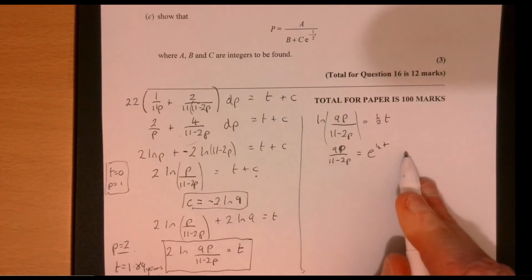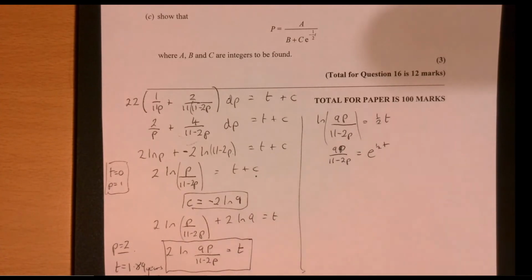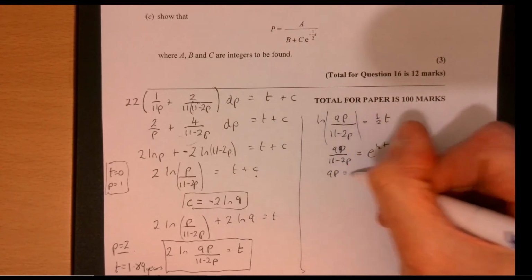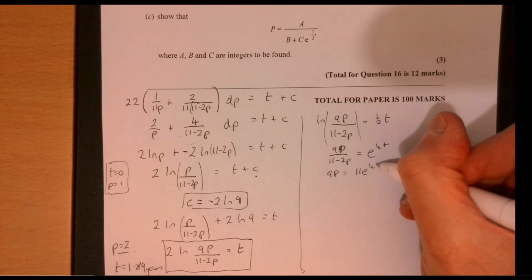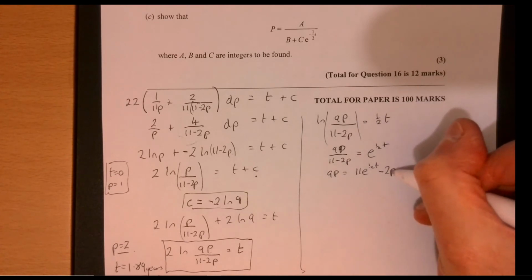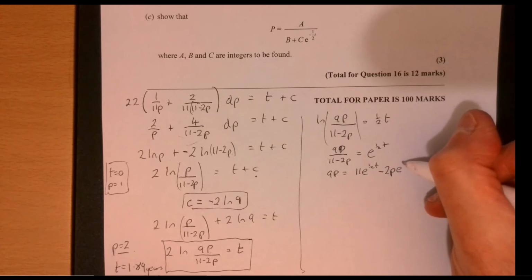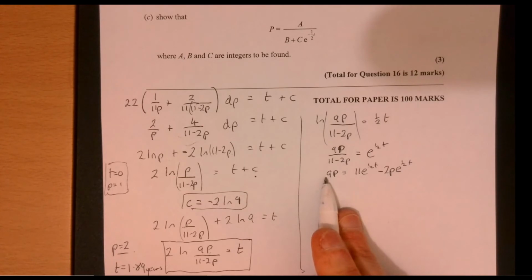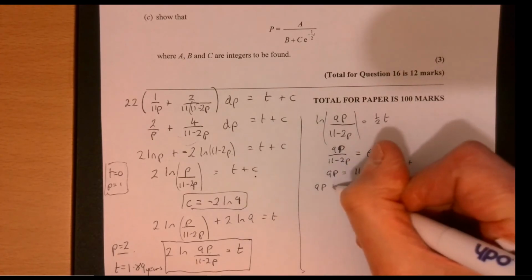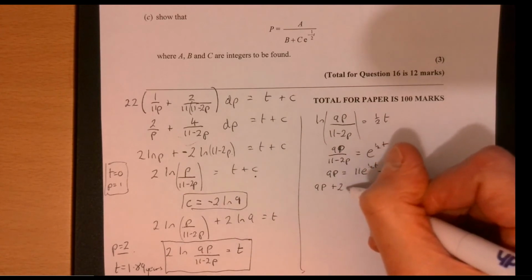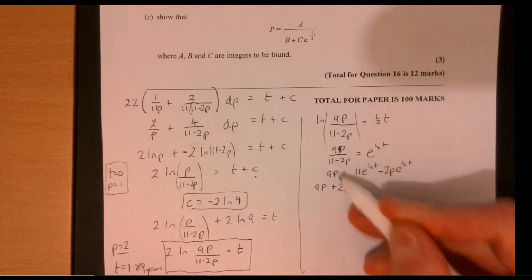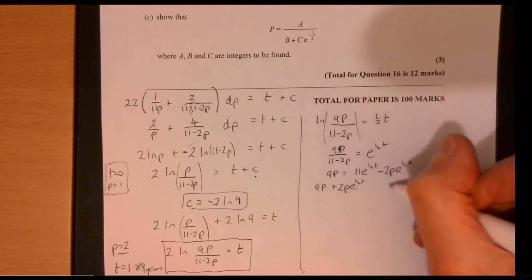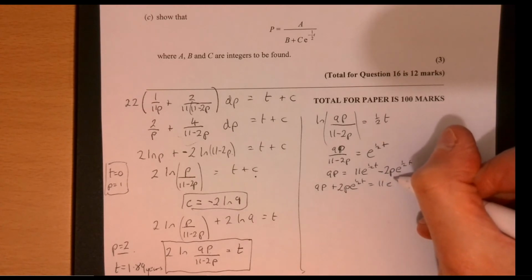Multiply both sides by 11 minus 2p. What we're trying to do, remember, is write p just once, so I need to get it away from being in a denominator. So 9p equals 11 e to the half t minus 2p e to the half t. I need to bring this over to this side, so I'm going to add it. So I've got 9p, add this part, and annoyingly I've got to take the e to the half t with it. It makes it look a lot more complicated, but it's all right.